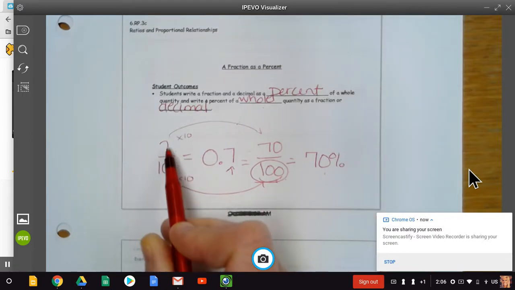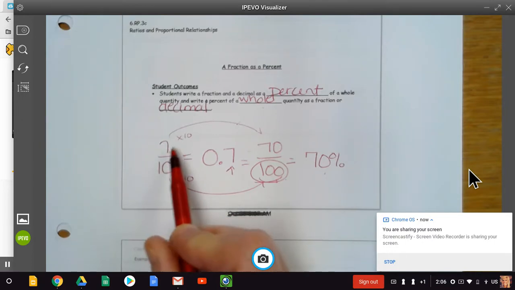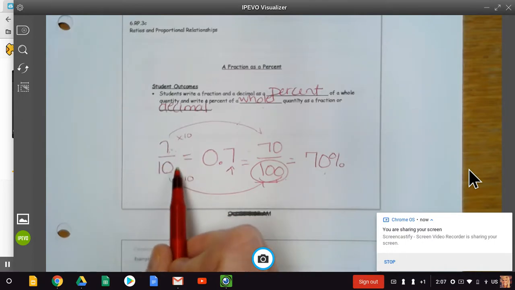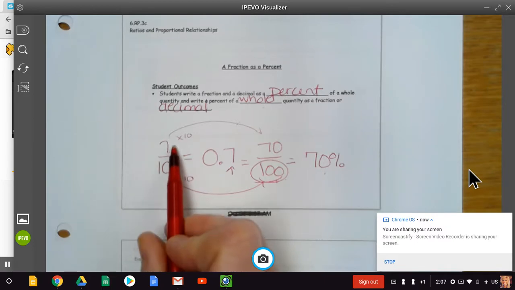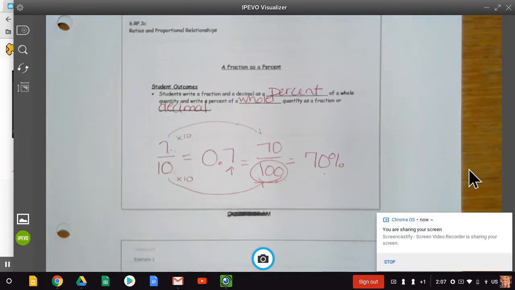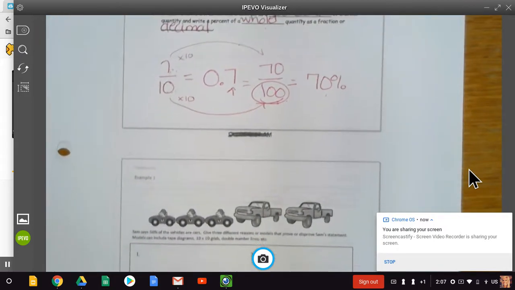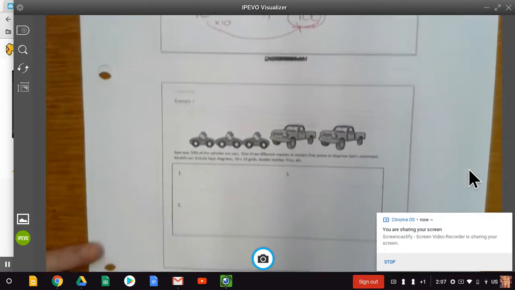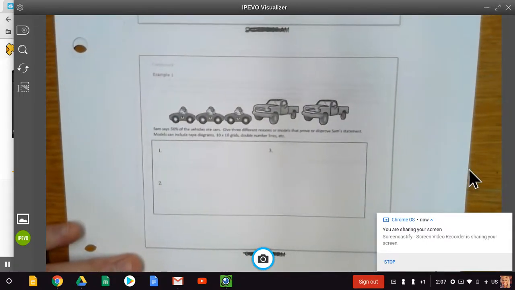This is still 70%, but a lot of kids will write 7%, and that's a common mistake I see. It is not out of 100, so you have to add a 0 onto both of these, which is like multiplying by 10, to give you 70%. So that's what we're going to do today: transfer between decimals, fractions, and percents, all three of those things.